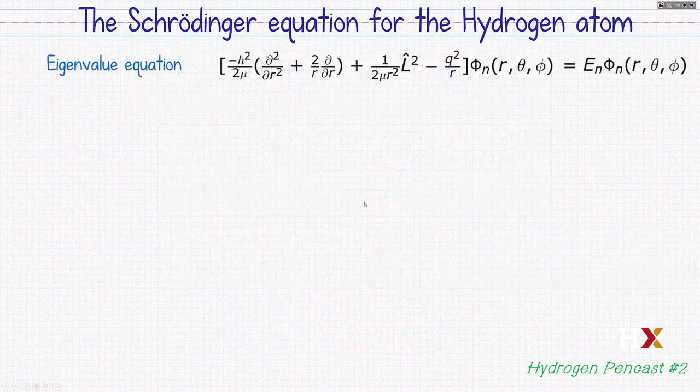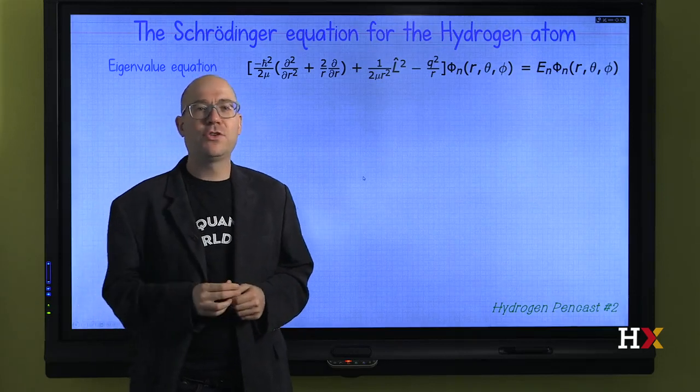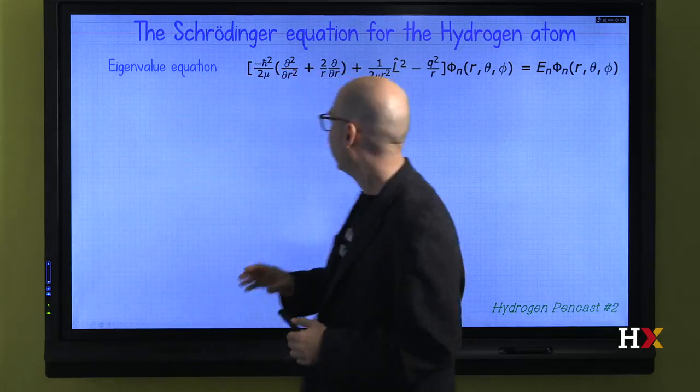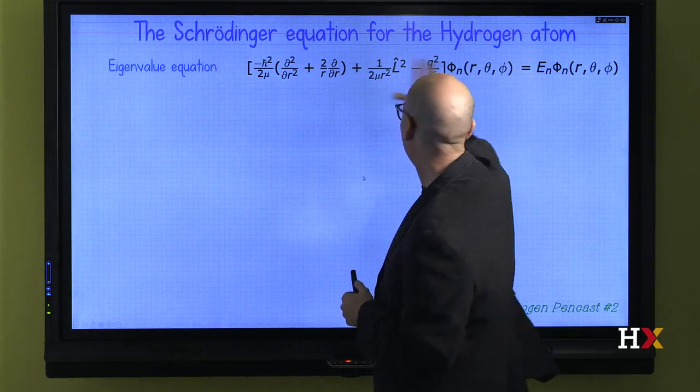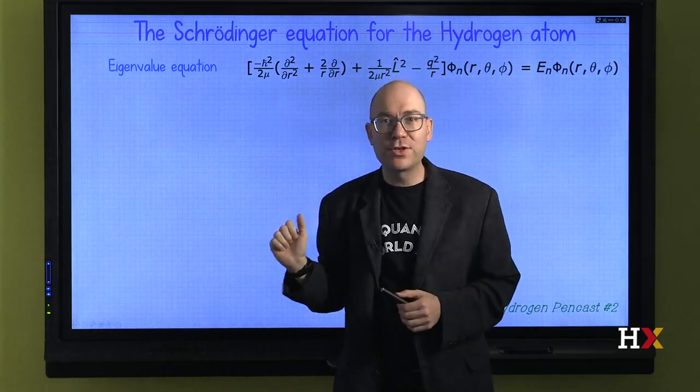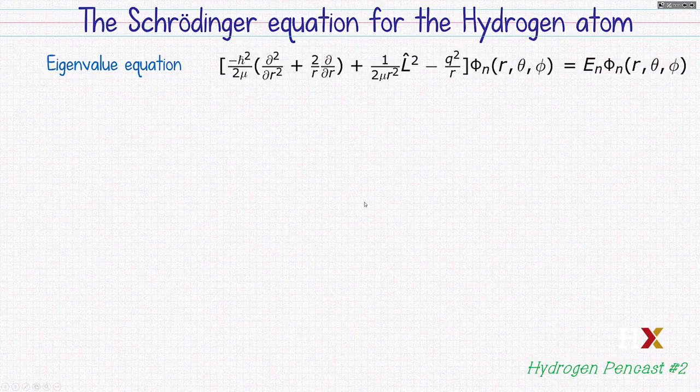So I had to put on my fancy jacket to talk about the Schrödinger equation again. Here is the eigenvalue equation for the Schrödinger equation that we saw in the previous slide in angular coordinates r, theta, and phi. And to make progress, I'm going to make an ansatz.